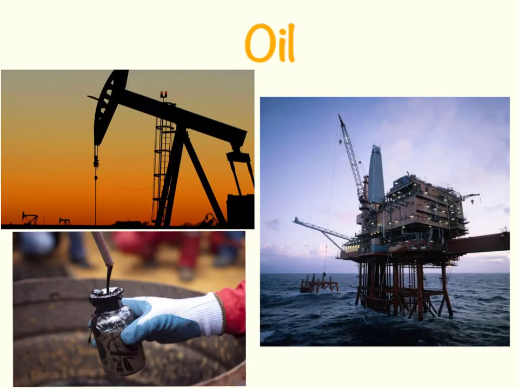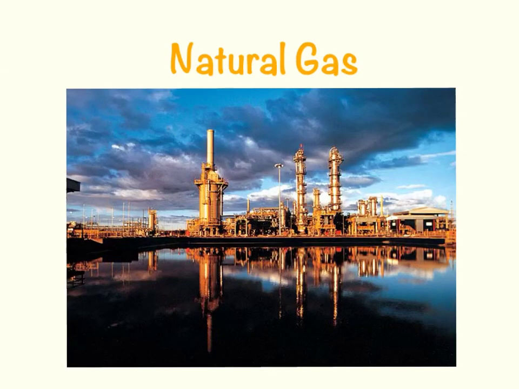The next resource is oil. And oil is just a liquid mixture of complex hydrocarbons. Here you can see pictures of 2 different oil rigs where they're drilling for oil. And over here you can see some liquid oil. Our third non-renewable energy source is natural gas. Natural gas is a mixture of gaseous hydrocarbons located under the Earth's surface. It's typically used for heating homes and for electrical energy, and shown here is just a natural gas plant.